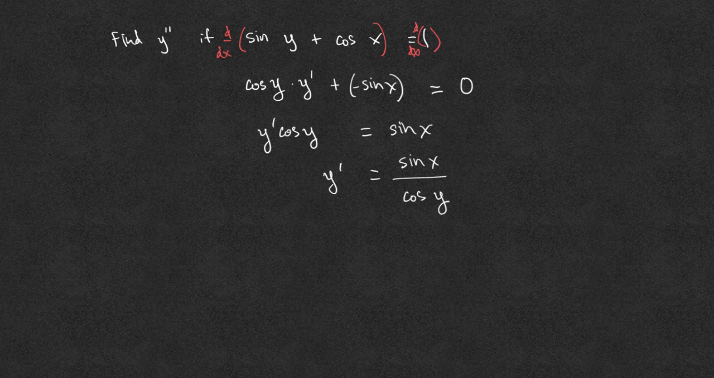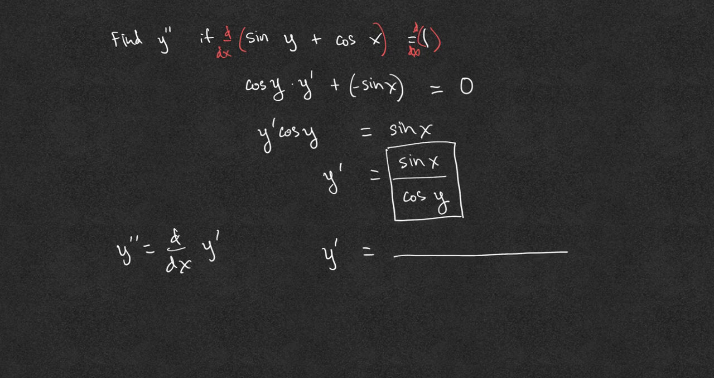But this is only the first derivative. We are looking for the second derivative. The second derivative is the derivative of the first derivative. And so we will need to differentiate sine of x over cosine of y. This expression is a quotient, so we will use the quotient rule.